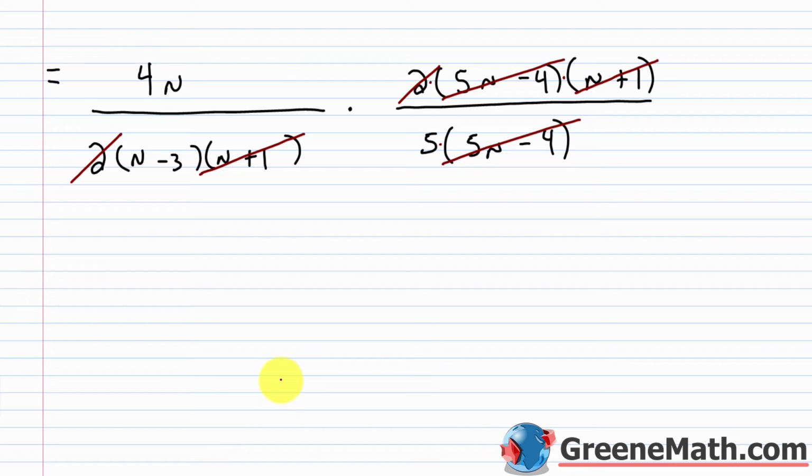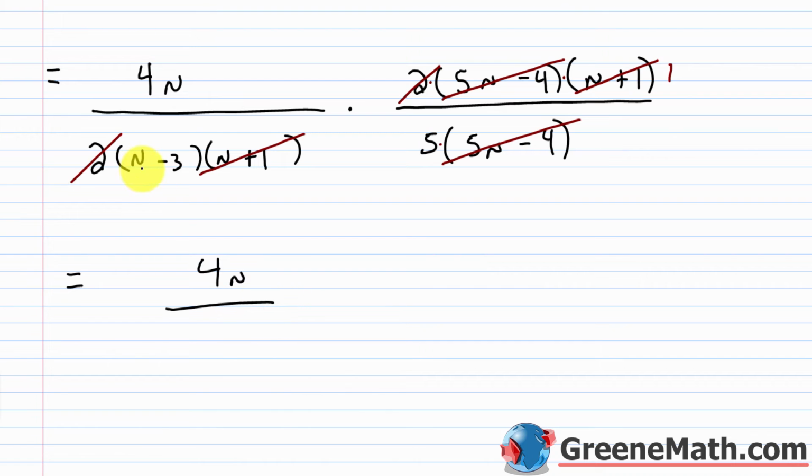And is there anything left that I can cancel? There's nothing up here other than a 1. Remember, when your numerator or your denominator cancels completely, you write a 1. Down here, I just have a 5. So I need to be able to cancel a 5 with something over here. I can't, so that's simplified. Over here, I have a 4n and I have an n minus 3. Nothing else I can do. So when we multiply, 4n times 1 is 4n.